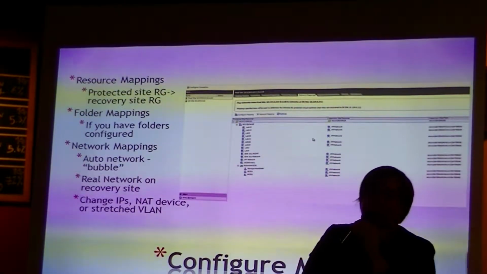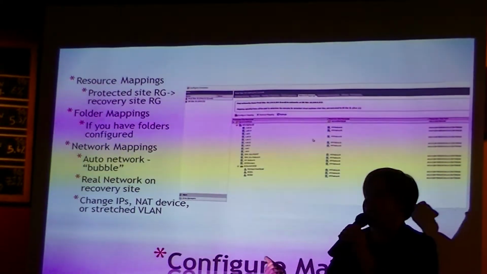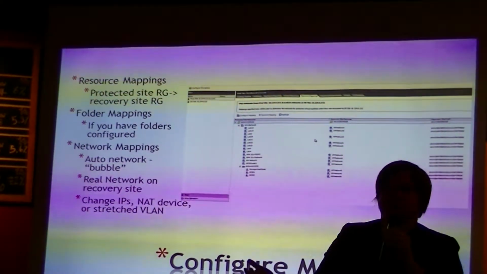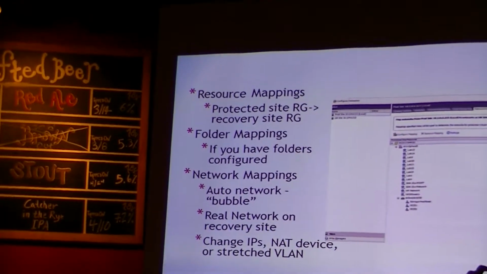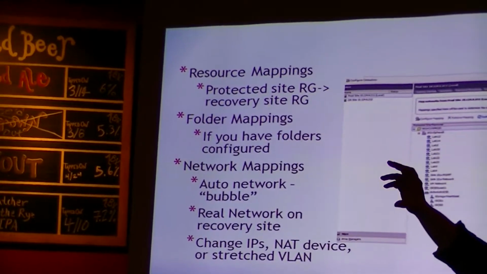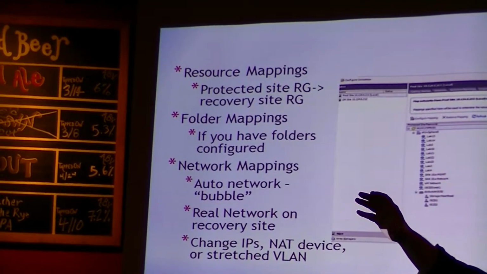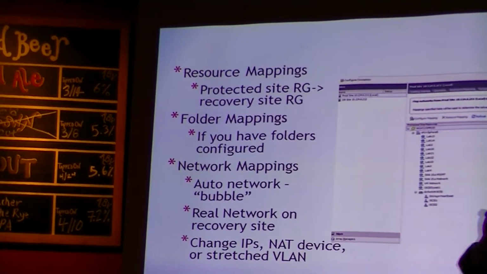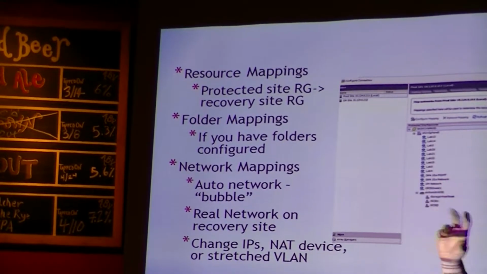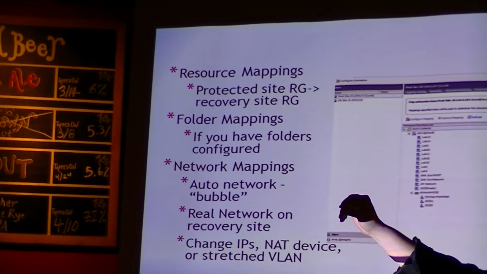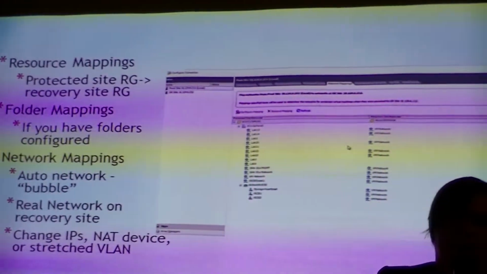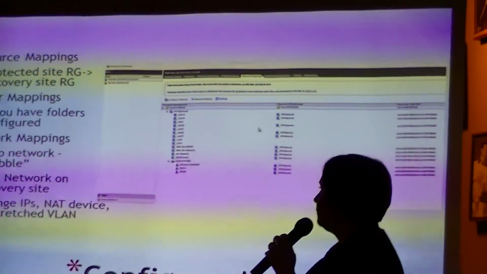Then you configure all of your mappings. So you have your resource mappings, which is if you have resource groups configured. Chris hit on that a little bit. If you do have resource groups at your protected site, you don't necessarily have to have resource groups at your recovery site, so you can just map it directly to your data center or cluster, whatever you have. Or you can have one resource group and map it to that. It's not picky. You can do basically whatever you want. Just make sure you click the pull down menu and select the proper one.